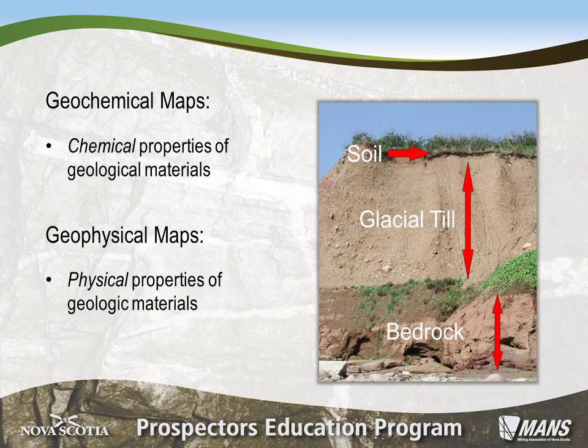Good quality geochemical and geophysical maps have the same legend, scale, and map information features as other map types we saw earlier. Prospectors generally become more familiar with geochemical surveys and maps because they are more commonly used in mineral exploration and easier to understand.